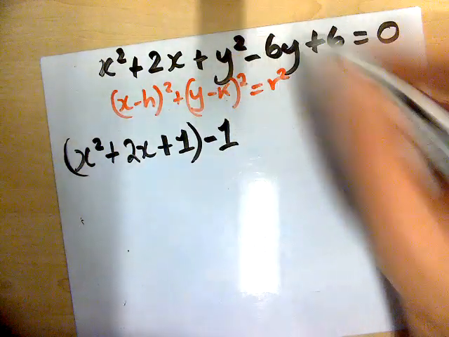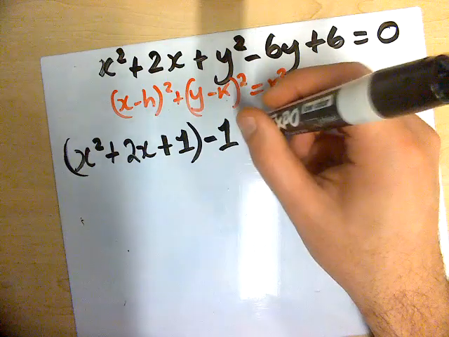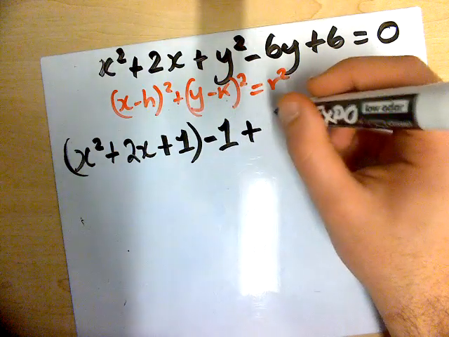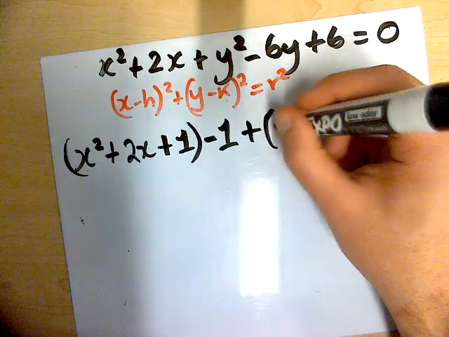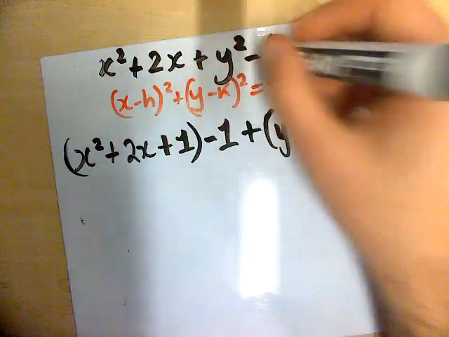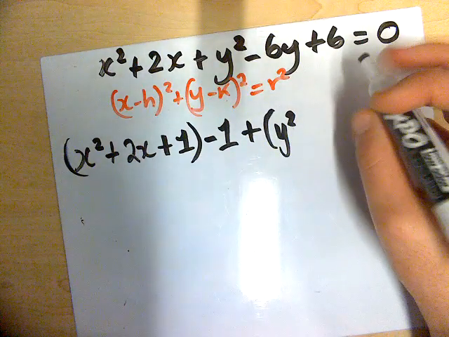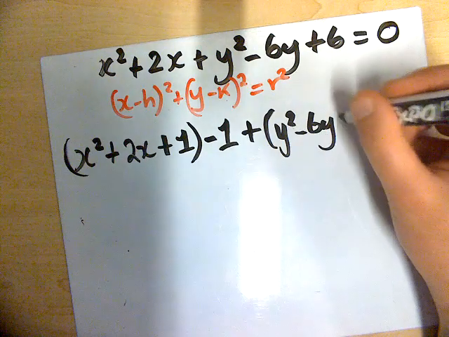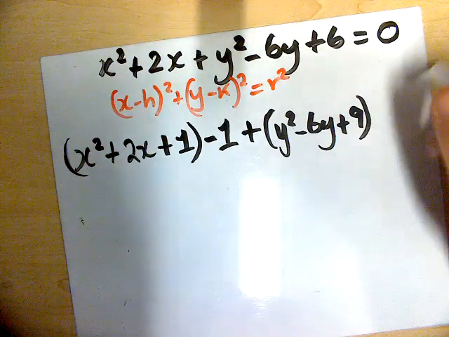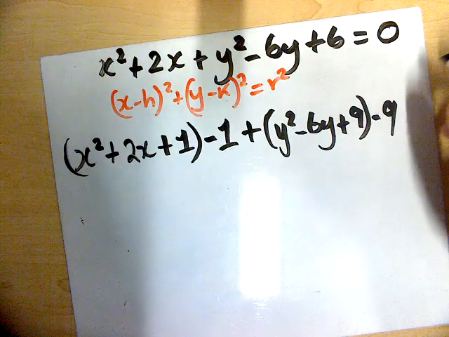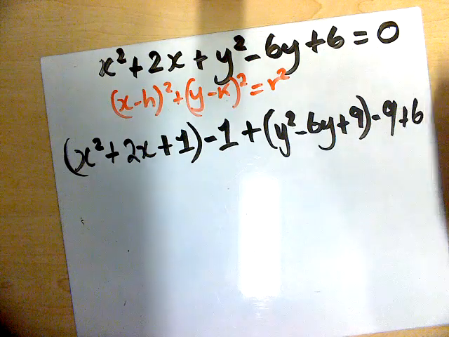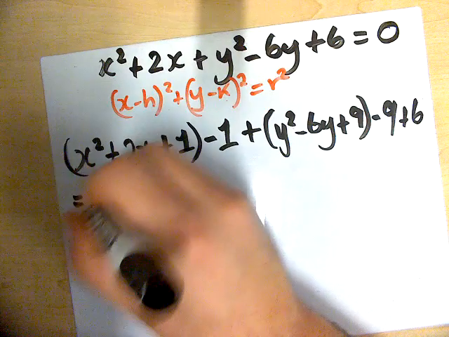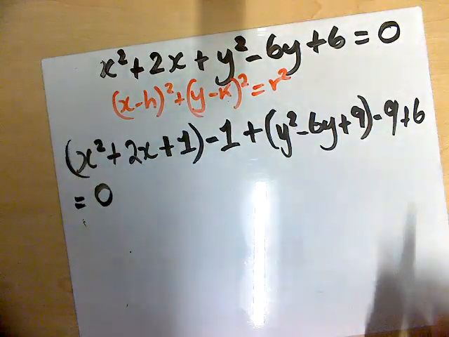Now I'm looking at the y squared minus 6y. So it is a plus y squared. I'm going to halve negative 6y and square it. So it becomes negative 3 squared. So negative 6y plus 9 minus 9 plus 6. And that's going to, apologize, I ran out of room, equals 0.